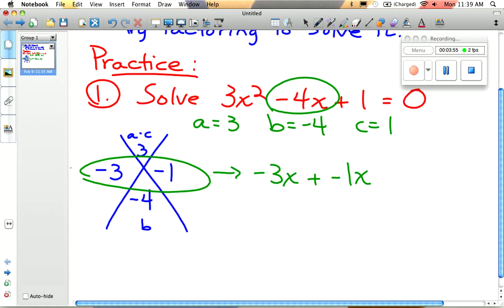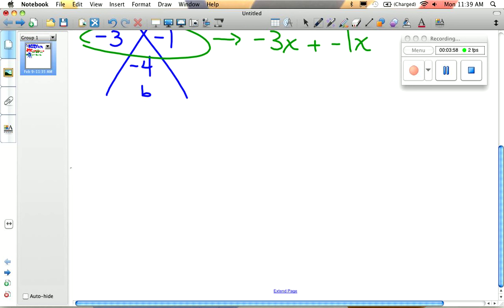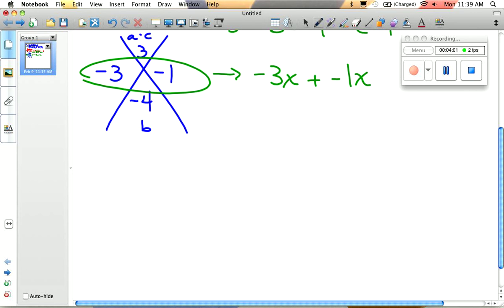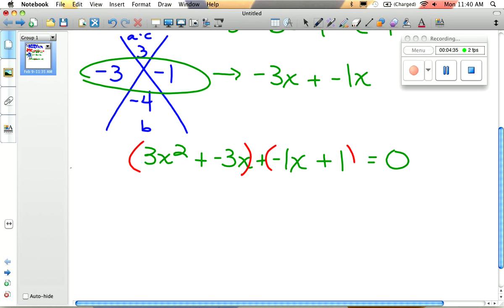Factor by grouping. So we're going to take our quadratic trinomial. It was 3x squared, but instead of minus 4x, we're going to put plus negative 3x plus negative 1x. So the negative 3x plus the negative 1x is replacing that minus 4x. And then it's plus 1, am I right? Yes. Okay. So we just renamed our quadratic. It's no longer a quadratic trinomial, it is now a 4-term quadratic instead. And now we'll do our factoring by grouping. We'll let this be our first group, and this will be our second group.